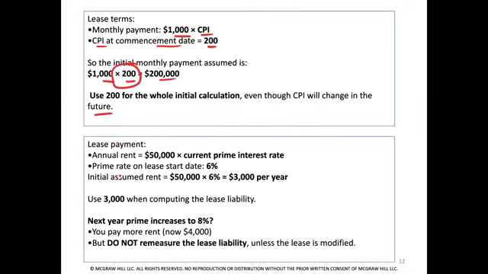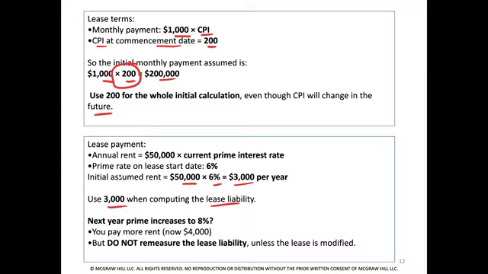I have my annual rent is $50,000 times the current prime interest rate. And the prime interest rate at the start of the lease is 6%. So I'm going to assume that my rent is 50,000 times 6% equals $3,000 per year. Okay, that's what I'm going to record. I'm going to record $3,000 when I record the lease liability.